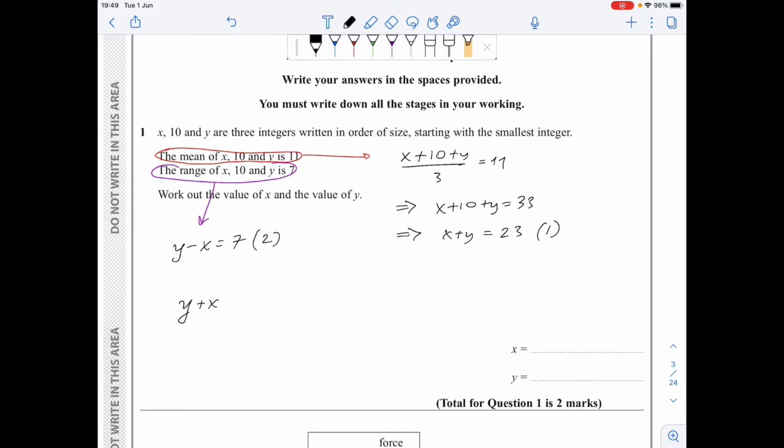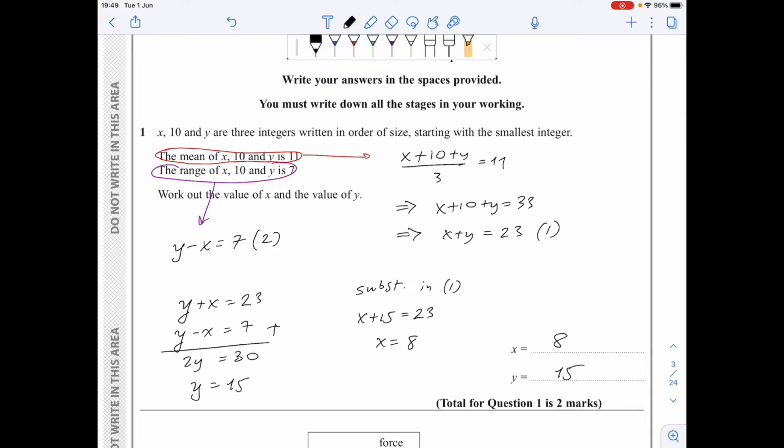y plus x equals 23. y minus x is equal to 7. If I add the two equations, I get 2y is equal to 30. So y is equal to 15. And then if I substitute this value in an equation, I'm going to do that in equation 1, I will get x plus 15 equals 23. So x comes out to be 8.